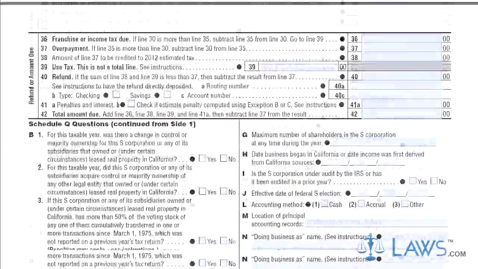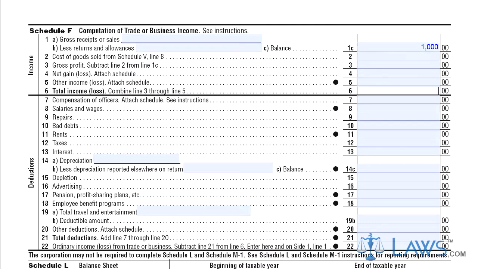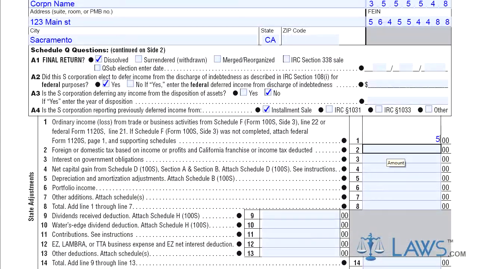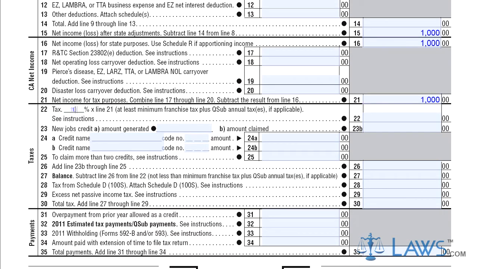Step 4. Lines 1 through 15 contain instructions for documenting income and calculating state adjustments. To complete the first line, you must first complete Schedule F on the third page. Step 5. Lines 16 through 21 contain instructions for determining state net income. Step 6. Lines 22 through 30 provide instructions for calculating state tax owed.